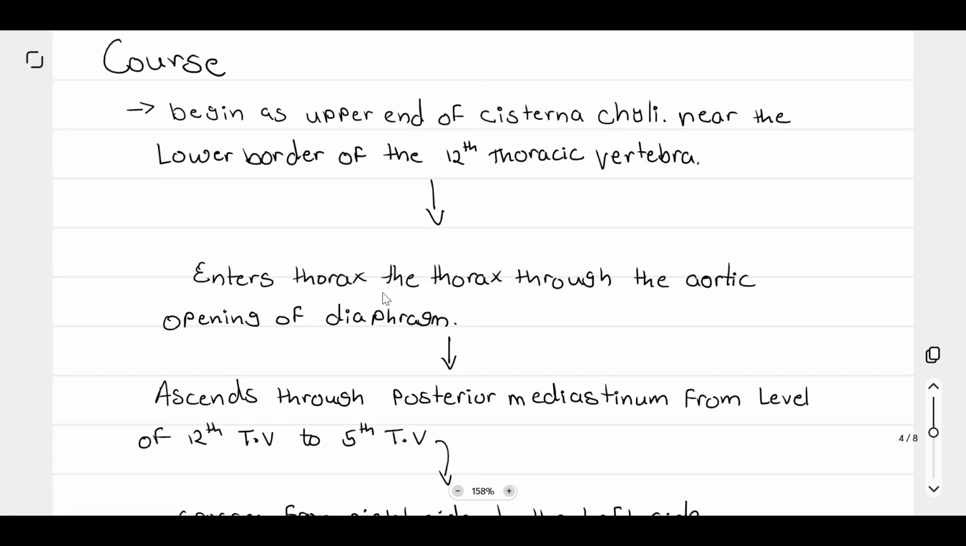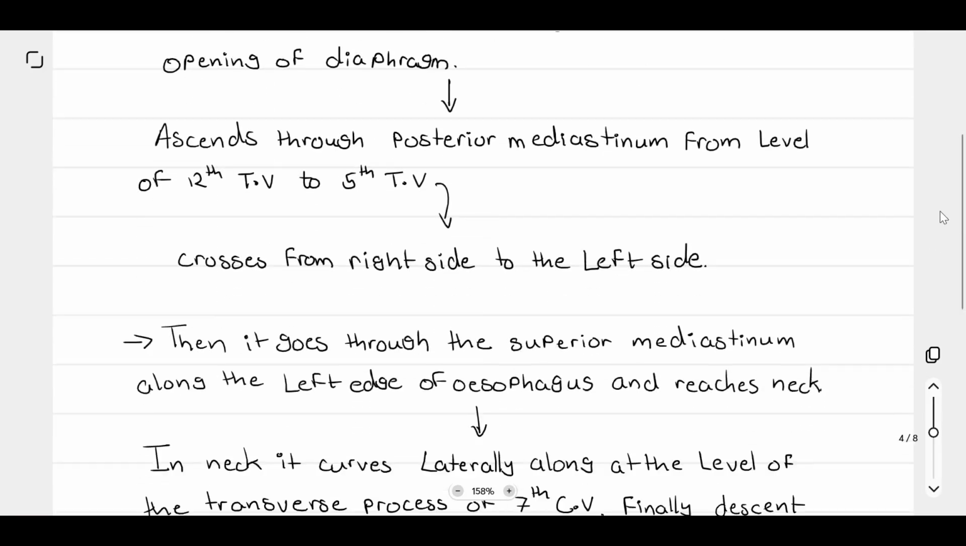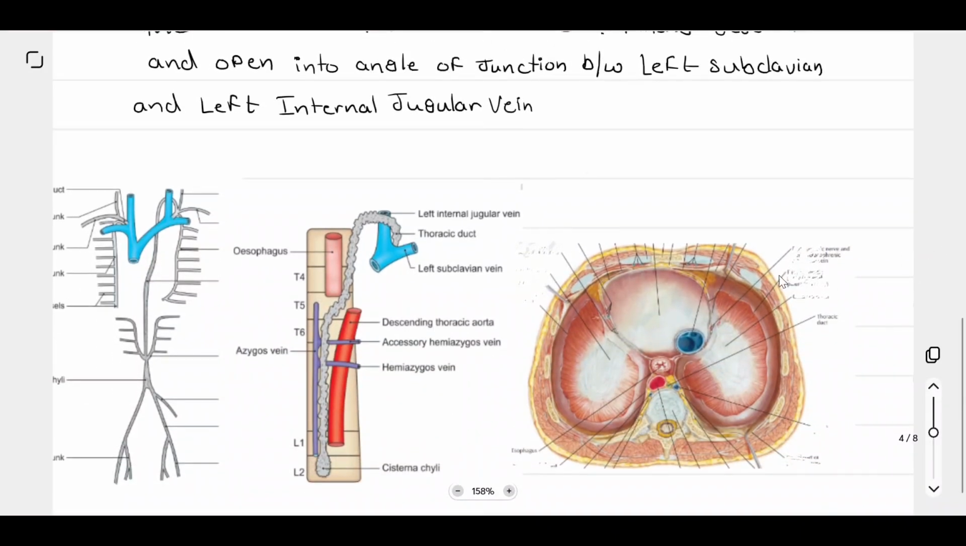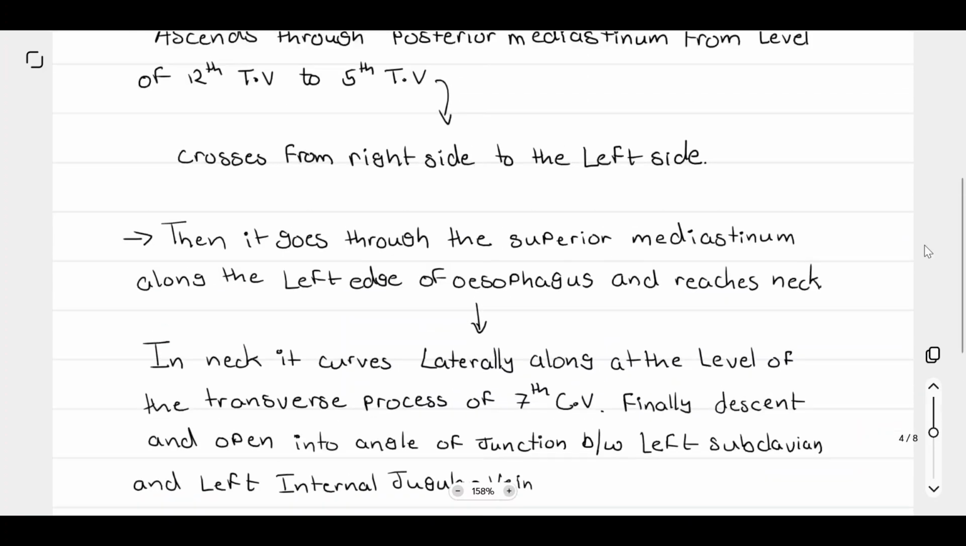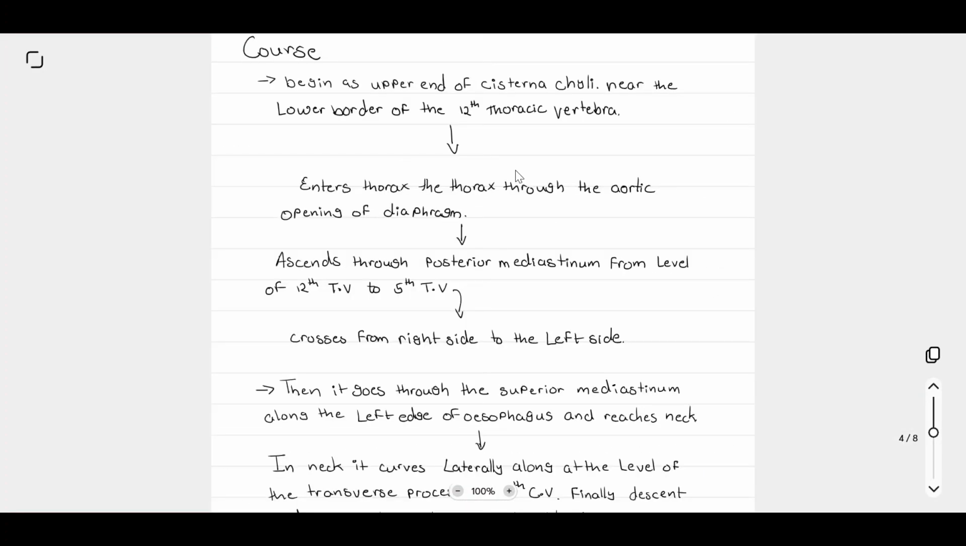Then it enters the thorax through the aortic opening of the diaphragm. It enters the thorax through this opening. This is the aortic opening of the diaphragm. This is our diaphragm. So it enters the thorax through the aortic opening of the diaphragm.